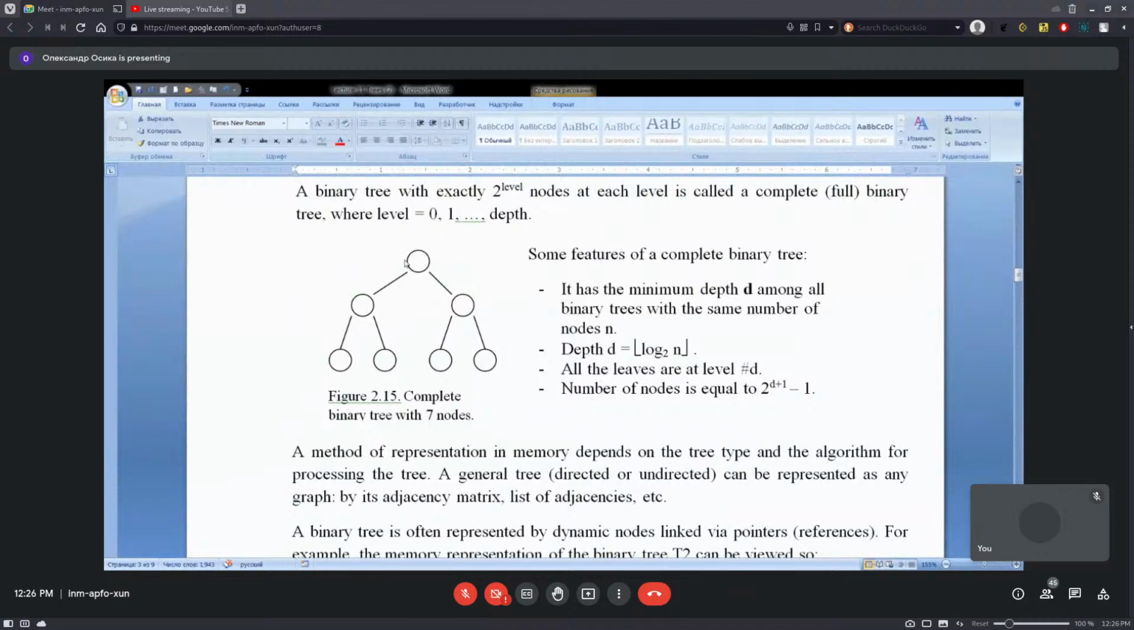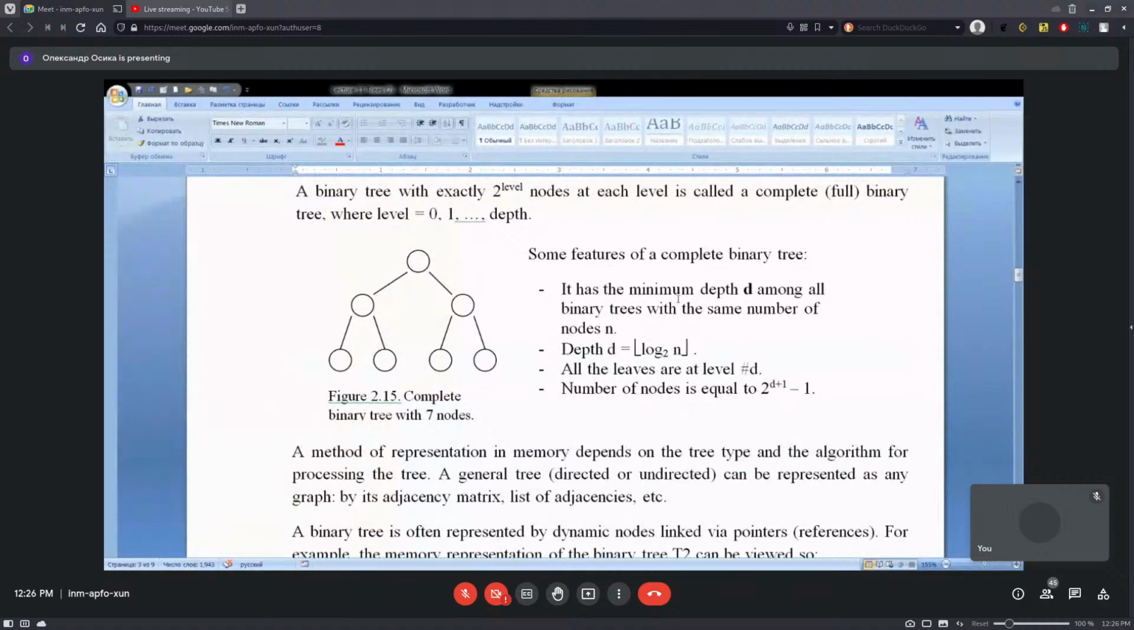At level number 0, we have 2 to the power 0, 1 node. At level 1, we have 2 to the power 1, 2 nodes. At level 2, we have 2 to the power 2, 4 nodes. And here that's it. And this is the depth. It is the maximum level of the node in this tree, level 2 depth.